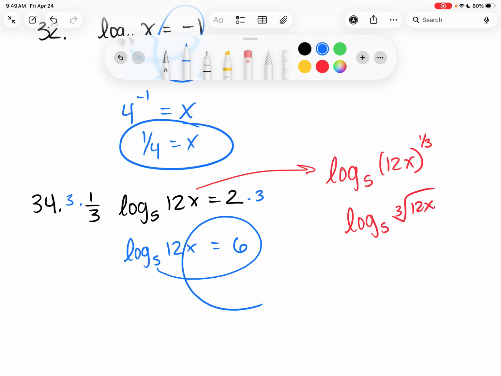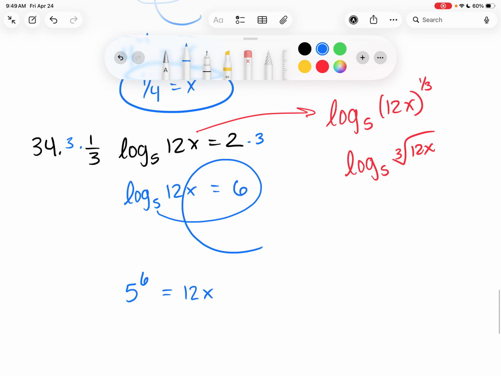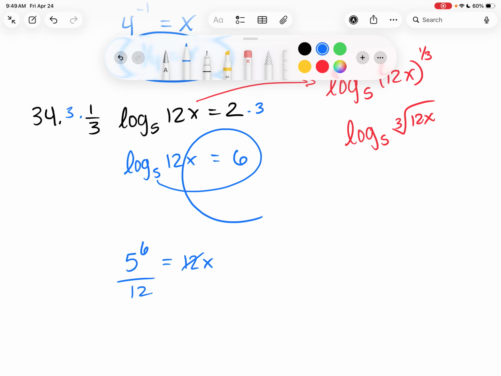So I've got, using an exponential to solve, 5 to the 6 is equal to 12x. I would most certainly use a calculator to do this. 15,625, and then just divide it by 12. You can either leave it as a fraction or you can write it as the decimal.